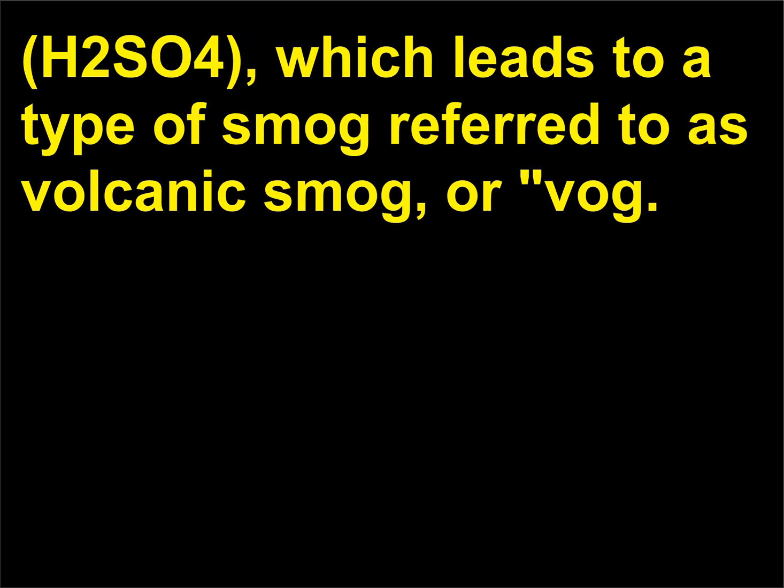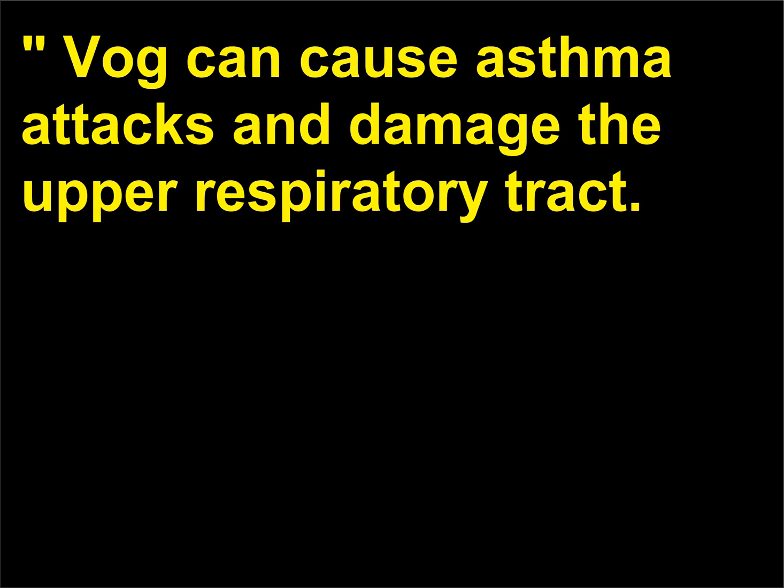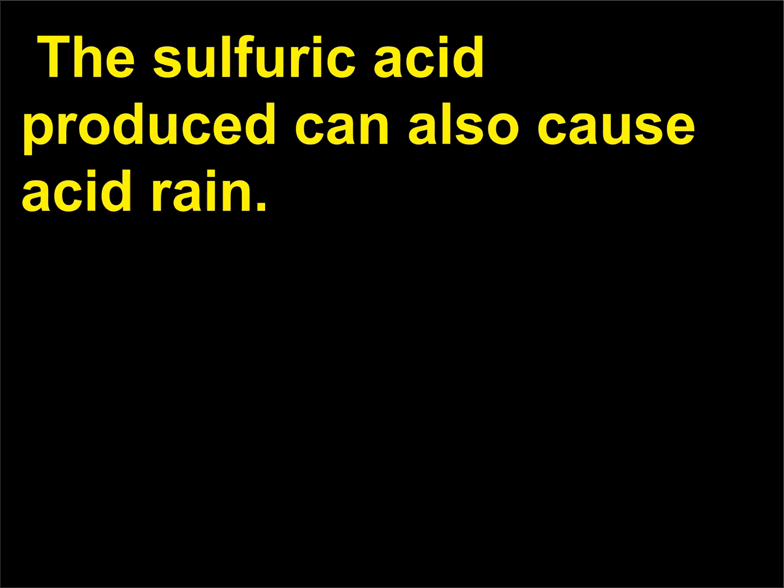H2SO4, which leads to a type of smog referred to as volcanic smog, or VOG. VOG can cause asthma attacks and damage the upper respiratory tract. The sulfuric acid produced can also cause acid rain.